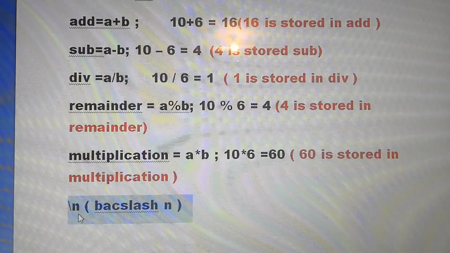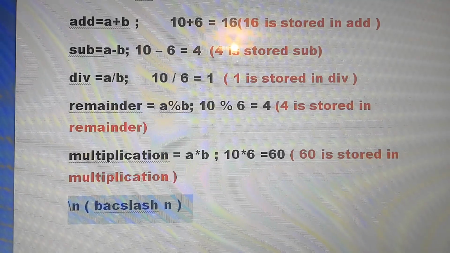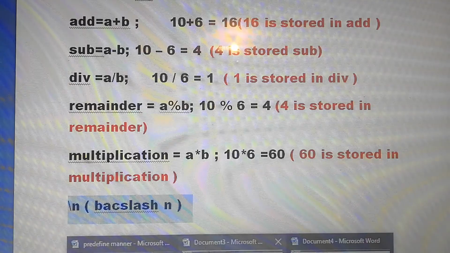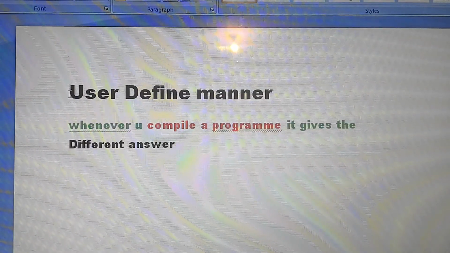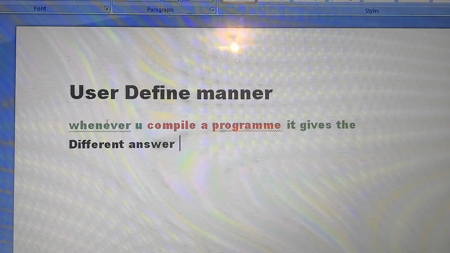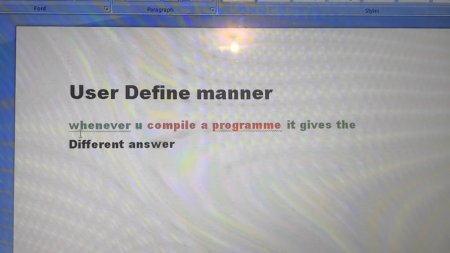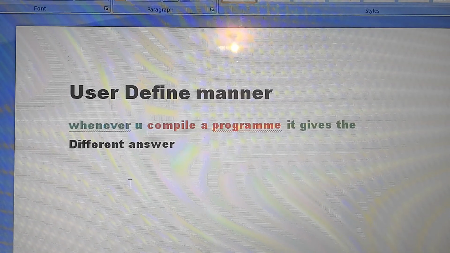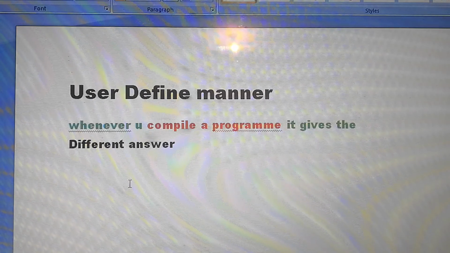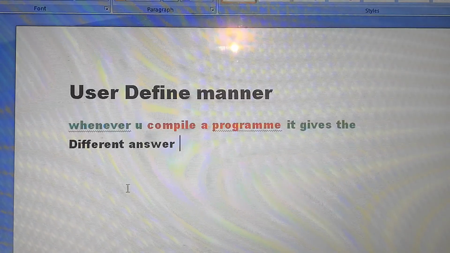Now I will execute the program for the predefined manner, and after that I will execute the program for the user defined manner. In the user defined manner, whenever you compile a program, it gives a different answer every time. So there are two types of manner in which we can substitute the value in the variable, that is predefined manner and user defined manner. I will show you how it works.